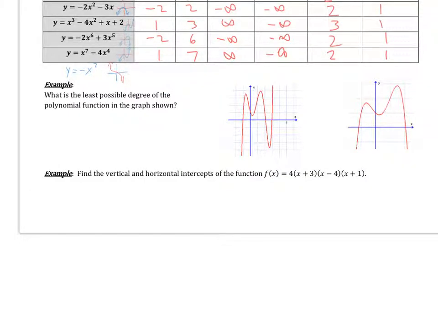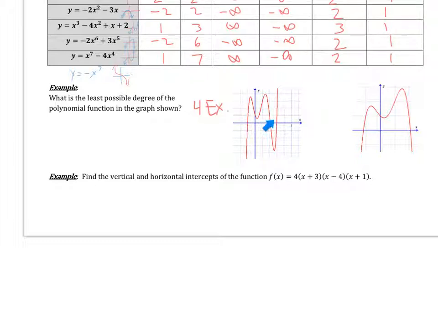So a couple quick examples to wrap it up. Here the question is, what is the least possible degree of the polynomial function in the graph shown below? If we look at this first graph, we see 4 extremas. And we see 3 x-intercepts, but if we were to slide this thing down and make it cross here, we could get more x-intercepts. Can you imagine that? If we were to slide the red curve down, that would give us more.